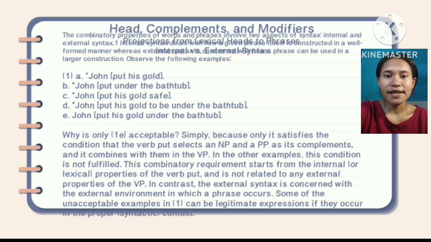In contrast, external syntax is concerned with the external environment in which a phrase occurs. Some of the unacceptable examples in 1 can be legitimate expressions if they occurred in the proper syntactic context.